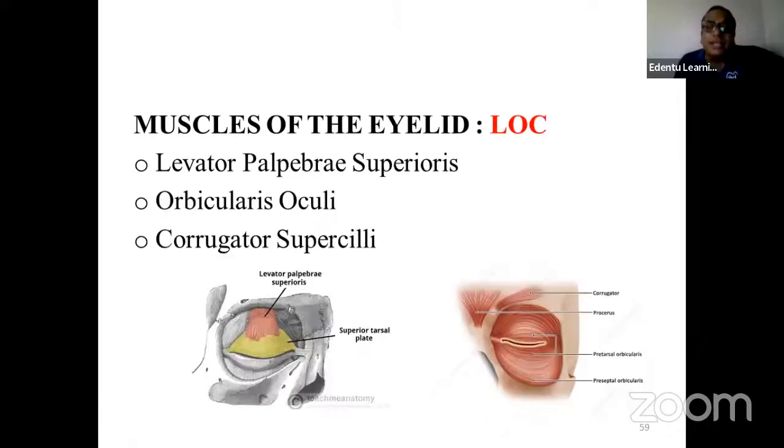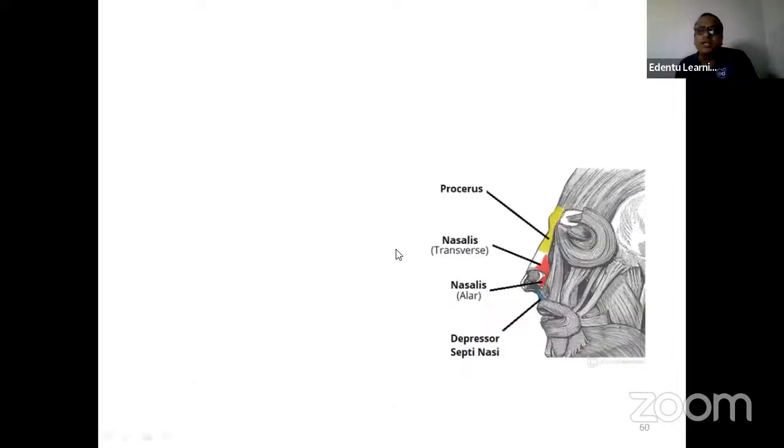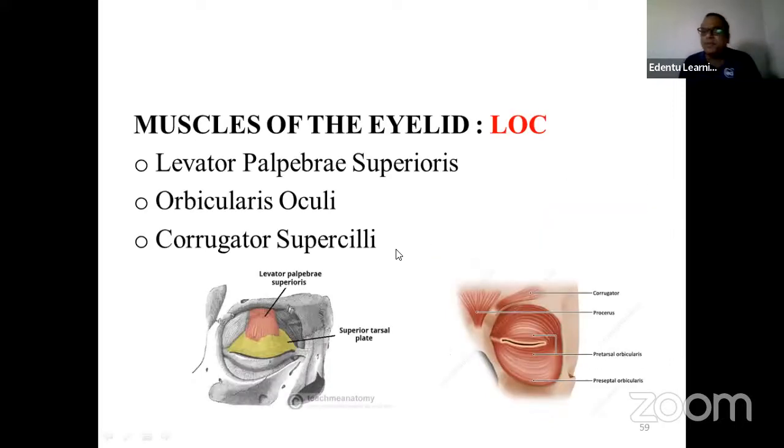Muscles of the eyelid, LOC. Like the India-Pakistan border, LOC means line of control. When you go to that area, can you see that line, or hear that line, or smell that line? Definitely you can see that line. So muscles of the eye, LOC. Just remember like that. L for levator palpebrae superioris, O for orbicularis oculi, and C for corrugator supercilii. Very simple.